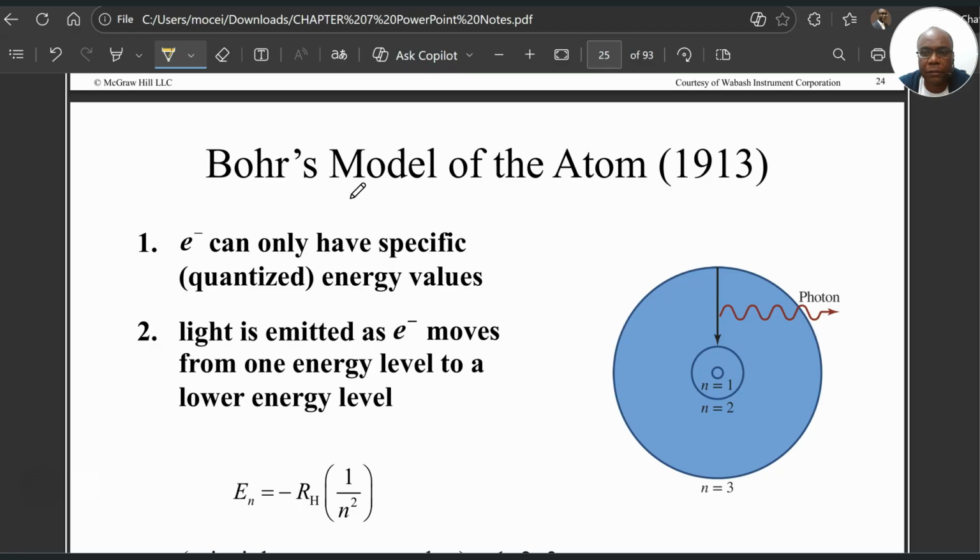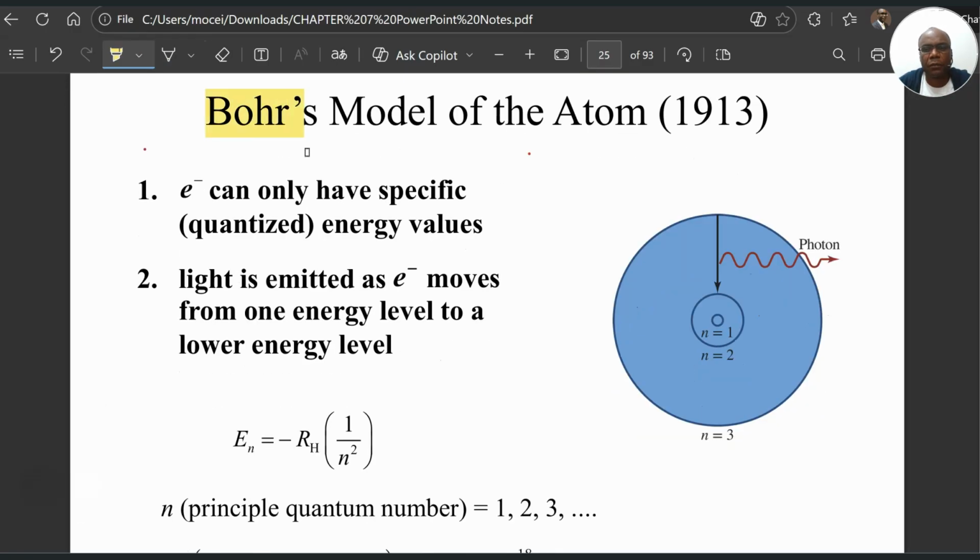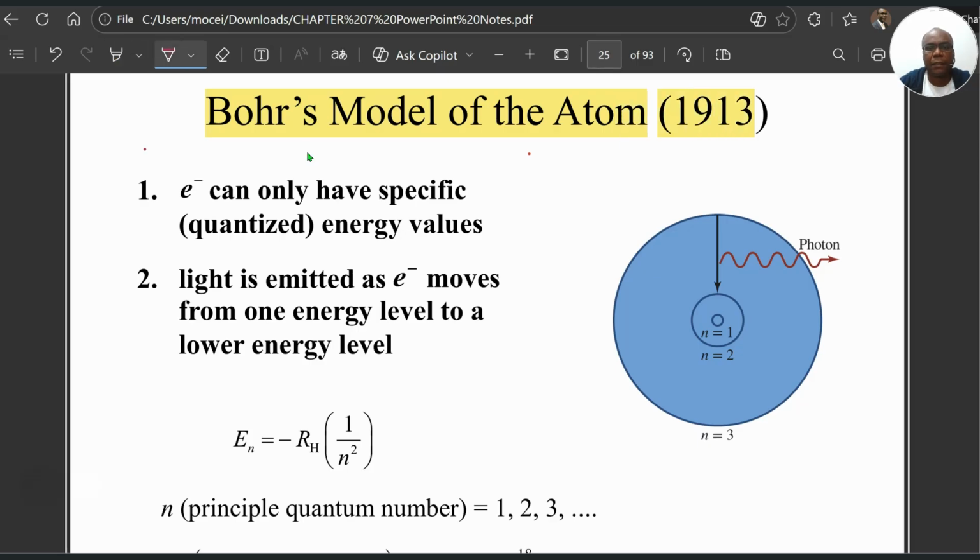Now next we're going to talk about Bohr's model of the atom, which is usually referenced using hydrogen, but let's discuss and see what it talks about. Bohr's model of the atom was described in 1913 by the scientist called Bohr. So we're going to be describing this in this learning objective. Finding number 1: electrons can only have specific quantized energy values.